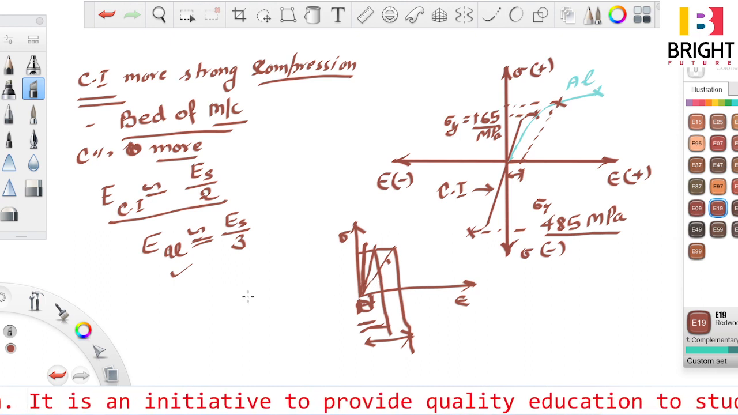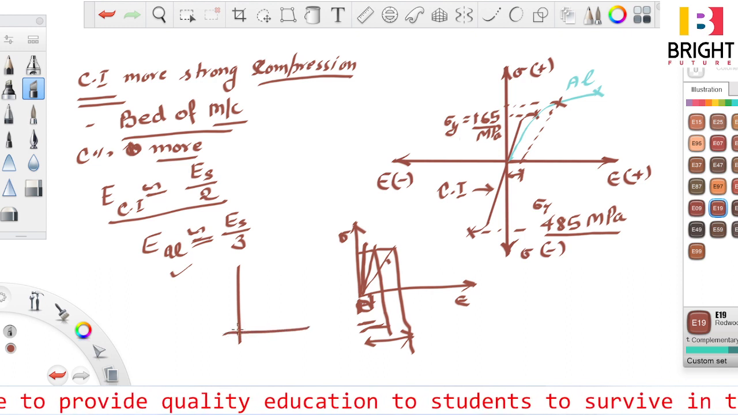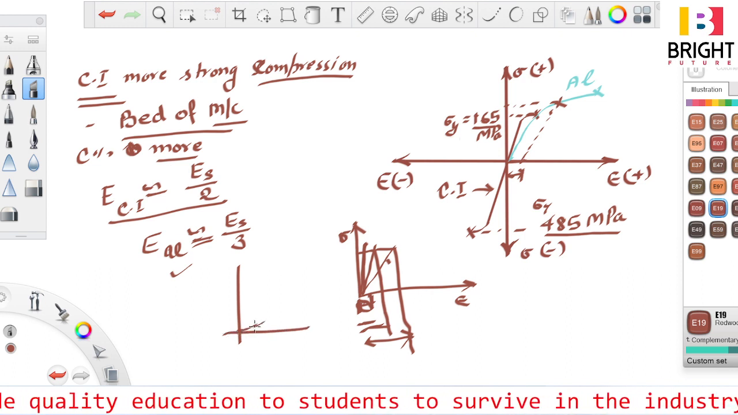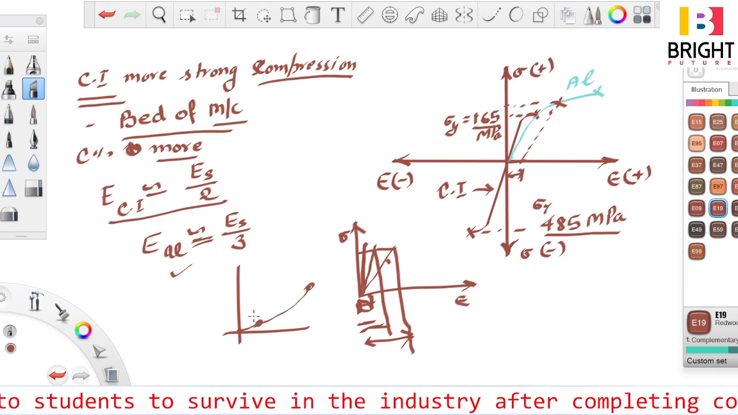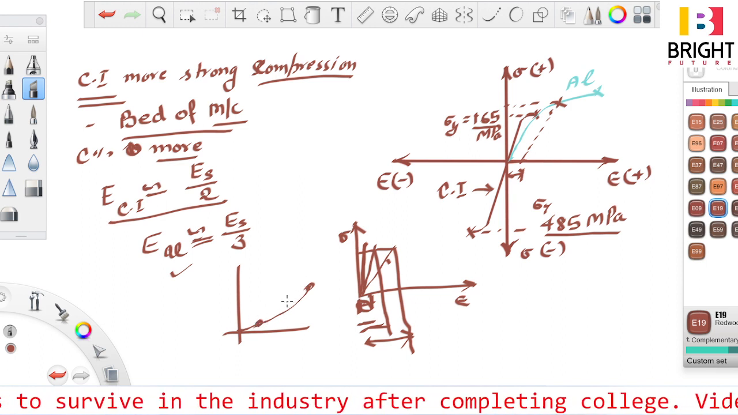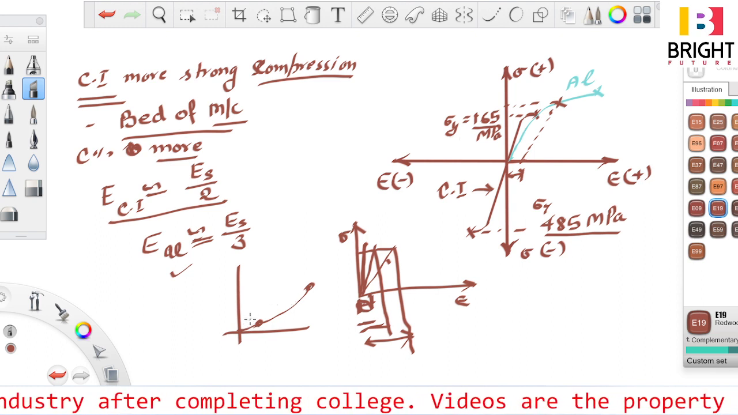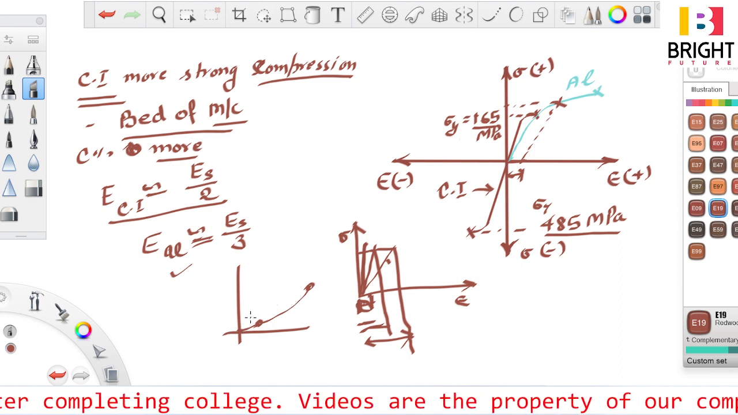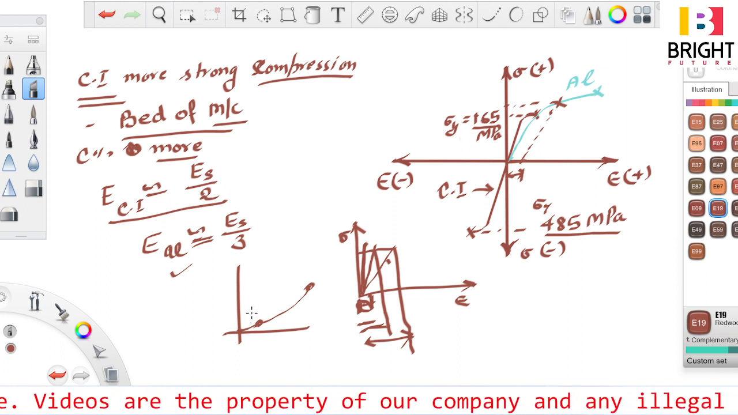One more example is natural rubber. In case of natural rubber, the proportional limit is only up to this point, and after that it is a non-linear elastic limit. So the response is more. Rubber can be expanded more than steel. So the resistance offered by steel is more in comparison to the resistance offered by natural rubber.